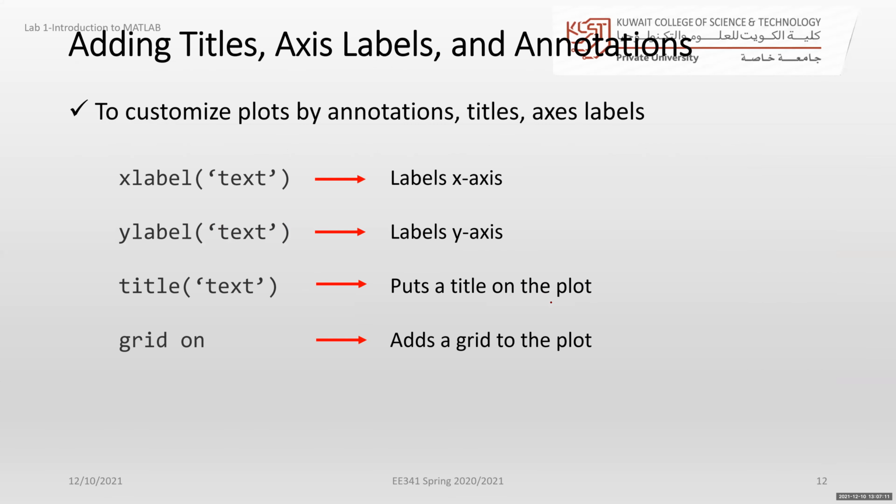These are the different methods to write the labels. For example, xlabel will write the label on the x axis, ylabel will give the label on the y axis, title will come here, and grid on will turn this grid on.